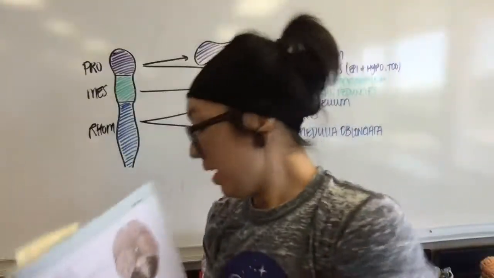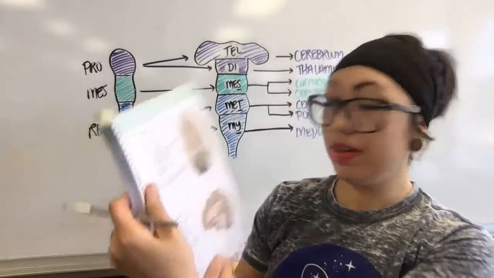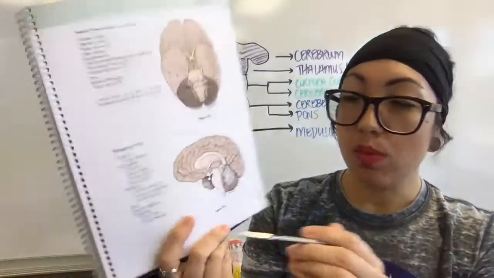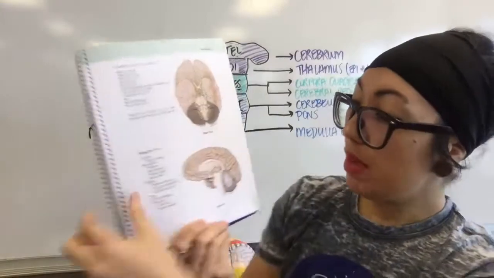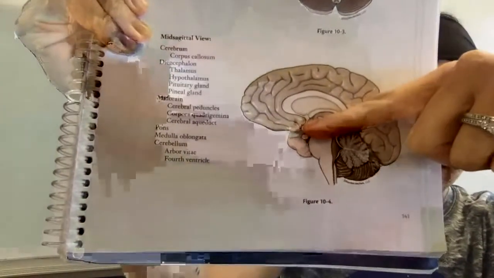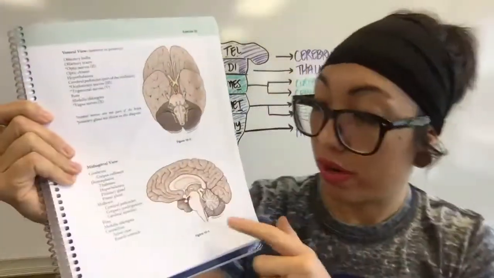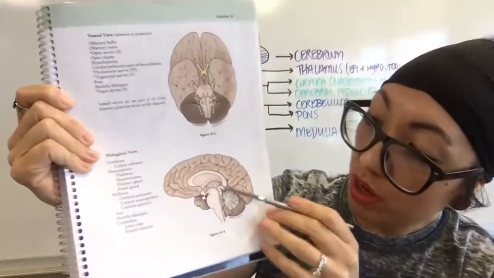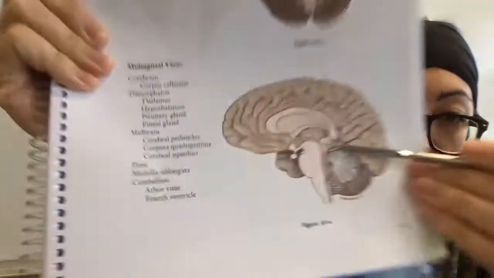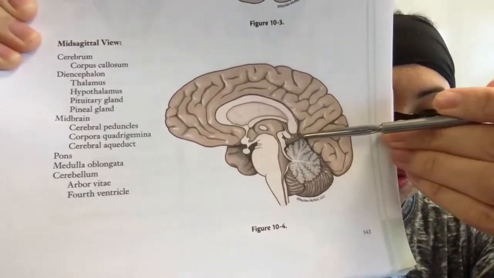Then we have the corpora quadrigemina. Also I want to point out the midbrain. The midbrain is going to make up kind of this area that my finger is covering. You can see it's kind of in the middle. So it's a little visual and auditory cue for that. The corpora quadrigemina is going to be these two little bumps right there. See how we have an upper bump and then a lower bump?